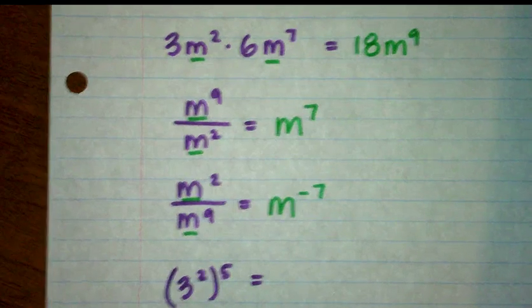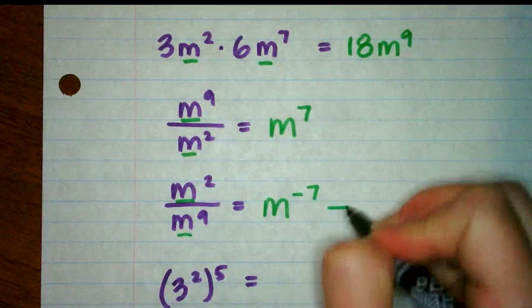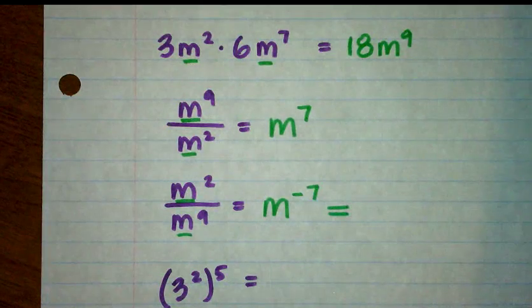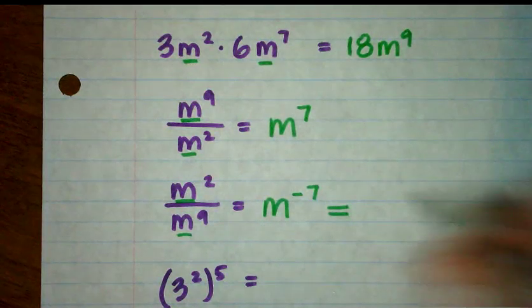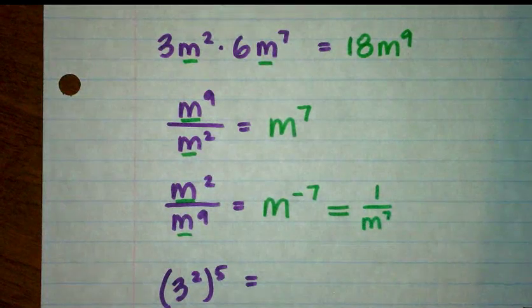And we never leave an exponent in a negative position. We're always going to change it. And if you've reviewed the video on negative exponents, you know that that means to write it as the reciprocal.